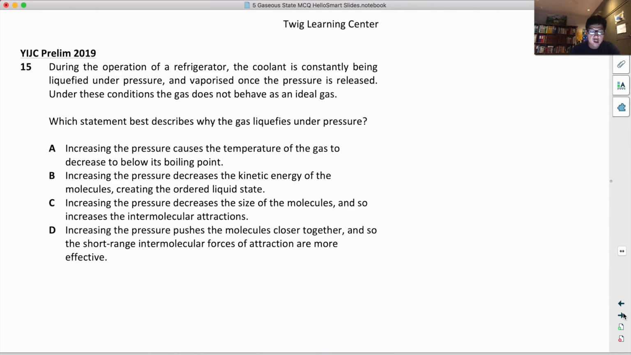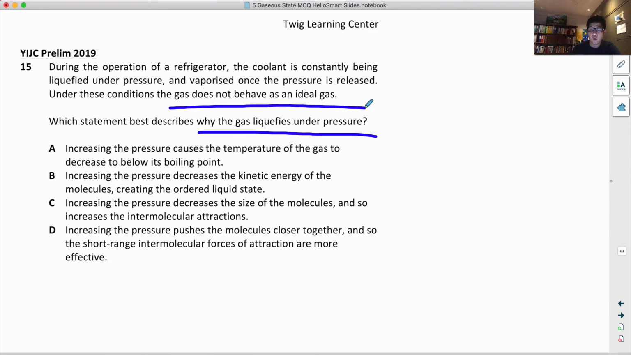Okay, during the operation of a refrigerator, the coolant is constantly being liquefied and vaporized once the pressure is released. Under these conditions, the gas does not behave as an ideal gas. So which statement best describes why gas liquefies under pressure? So when they liquefy, it doesn't behave as an ideal gas.